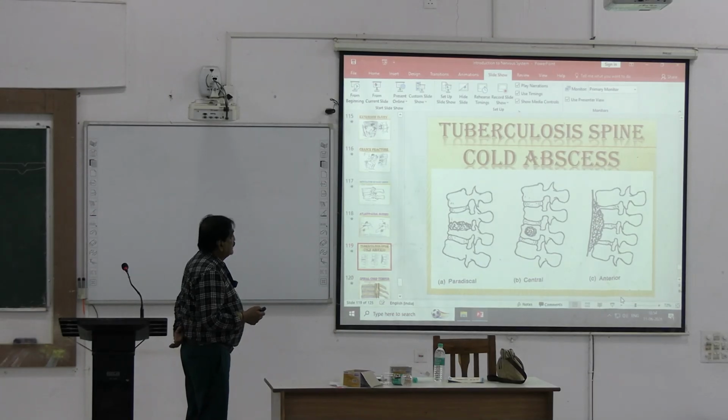Tuberculosis of the spine, cold abscess. Paradiscal, central, anterior.